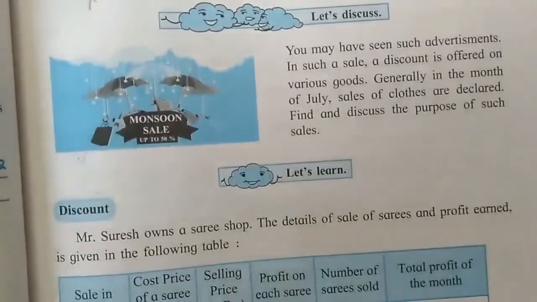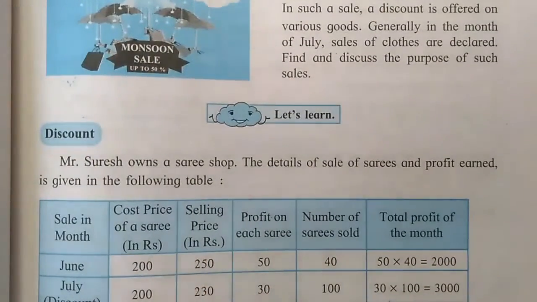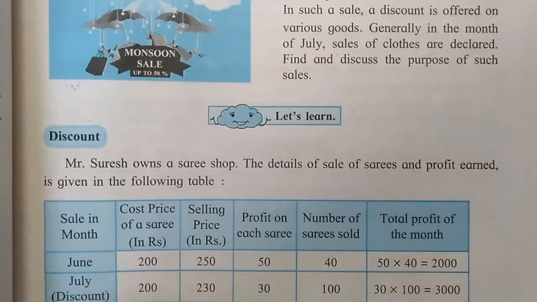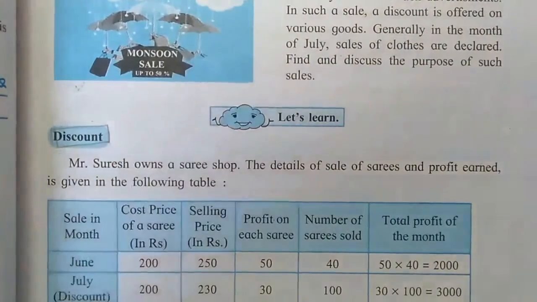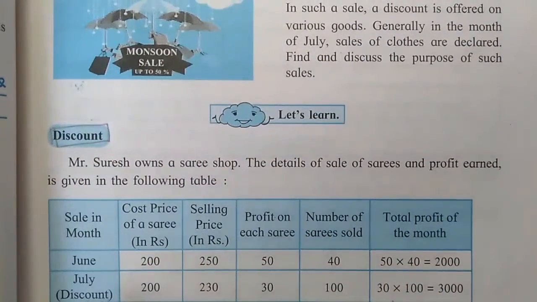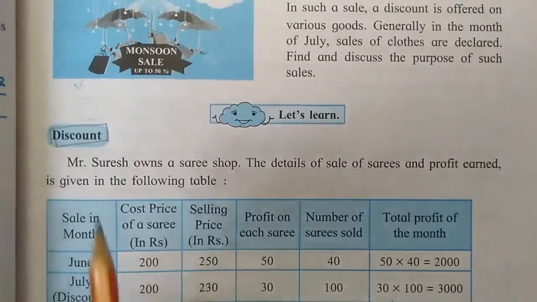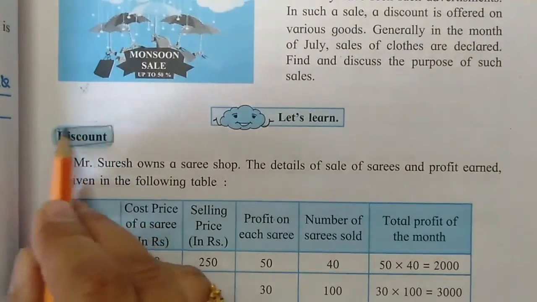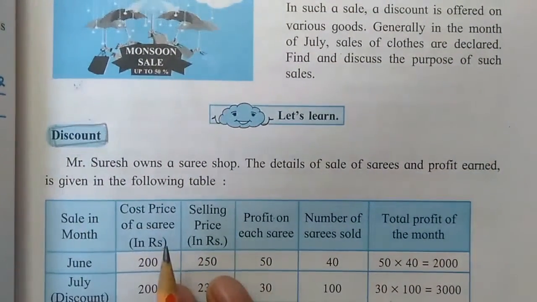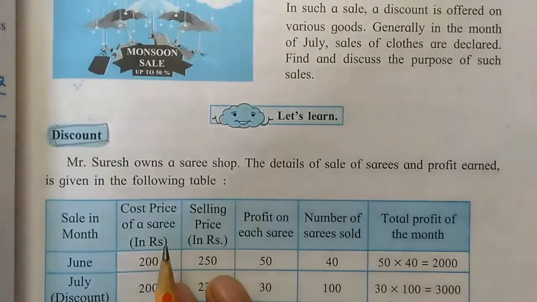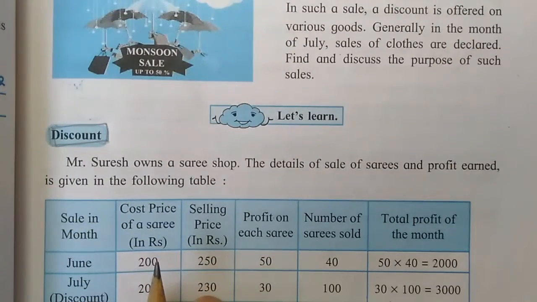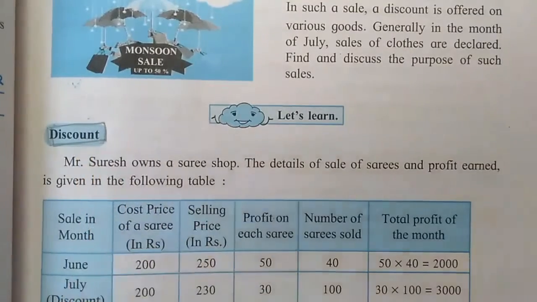Now see the next topic, which is discount. When you go to the market, generally in the monsoon sale, one common word we see is discount. Correct? When you go to the sale, we see the word discount on each product: 5% on the shirt, 10% on the pants, 25% on the saris. So we will see the meaning of discount here.